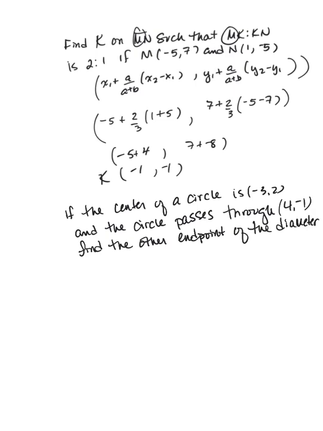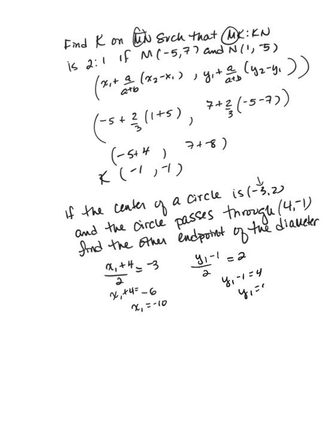So you just have the midpoint formula, x1 plus x2, but x2 is going to be 4, divided by 2 equals -3, because that's the x-coordinate of the midpoint. Center of a circle is a midpoint of a diameter. And then we have y1 plus -1 divided by 2 equals 2. Cross multiply. Bring the 4 over. Cross multiply. And bring the 1 over. And so your answer would be -10, 5.